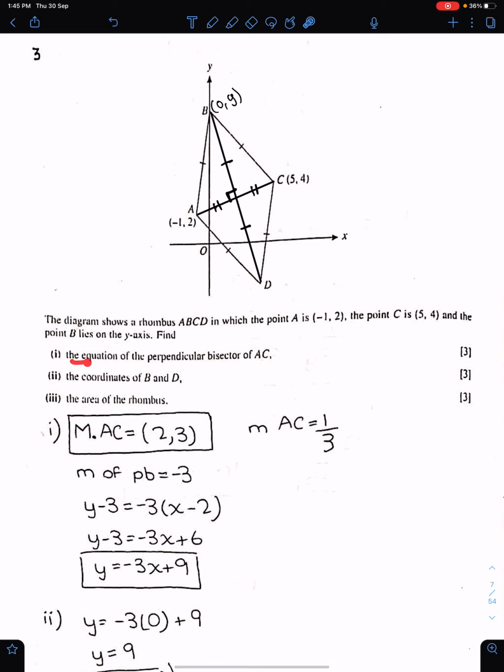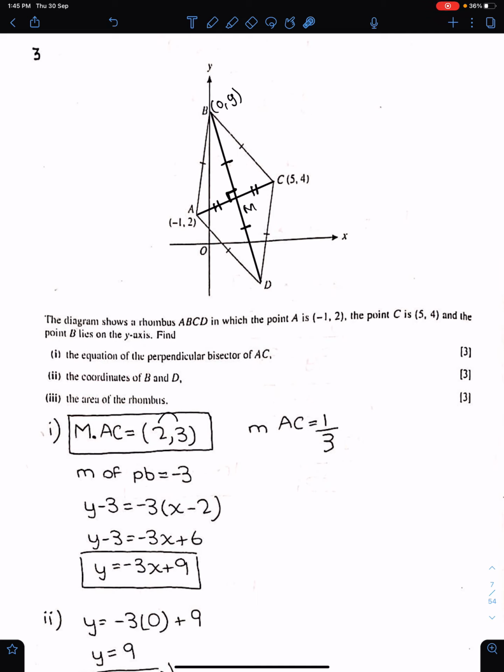Number 1. Find the equation of the perpendicular bisector of AC. This is AC and its bisector is the diagonal BD. This is the perpendicular bisector of AC. Well, since the midpoints of the diagonals are the same in a rhombus, we can get the coordinates of the midpoint of AC, which will help us to find the equation of this bisector. So the coordinates of the midpoint of AC are 2, 3.